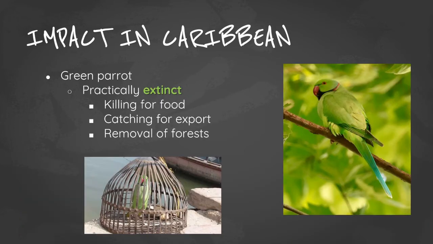So the green parrot is found in tropical South America, the Caribbean regions of Colombia, Venezuela, and Trinidad. It has been introduced in Jamaica, Curacao, Barbados, and Tobago. They are the only parrotlet species to occur in the Caribbean. Unfortunately, the green parrot is practically extinct due to killing for food, catching for export, and removal of the forests in which they inhabit.